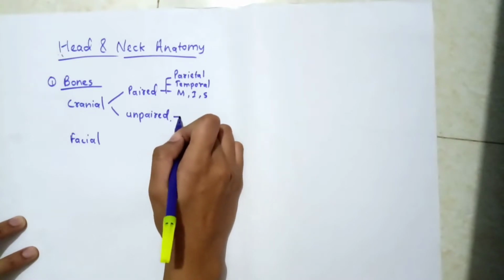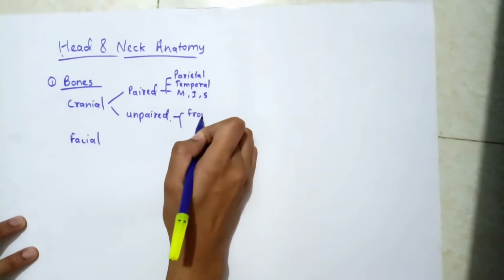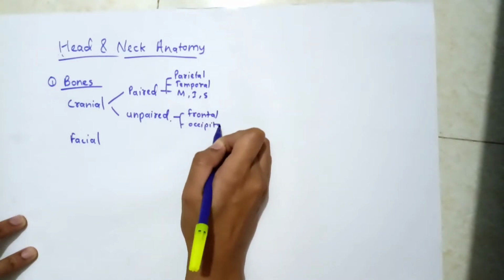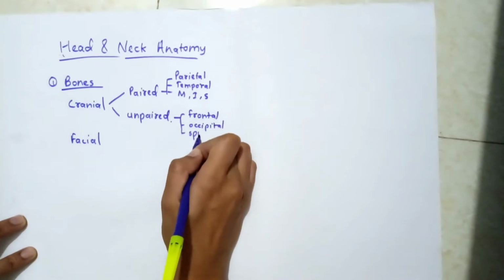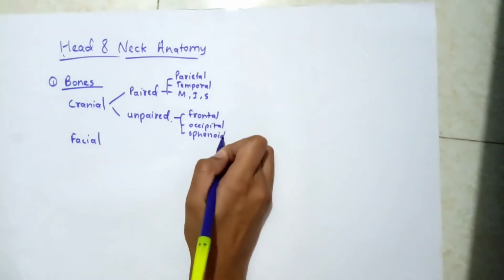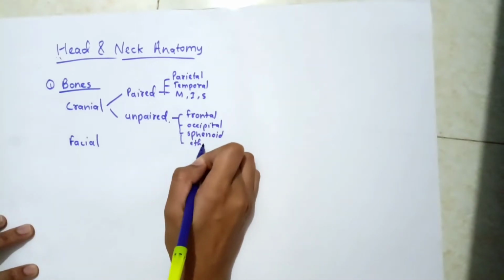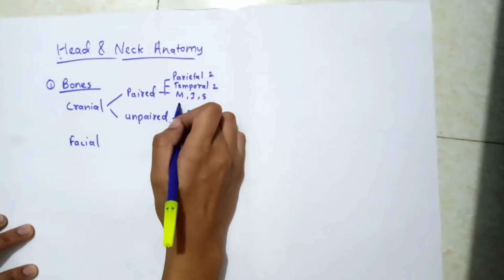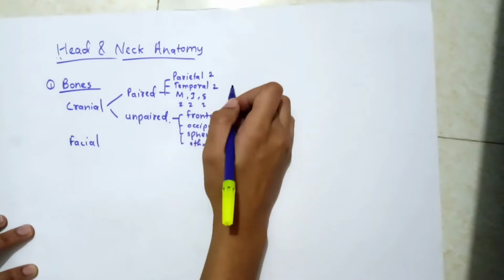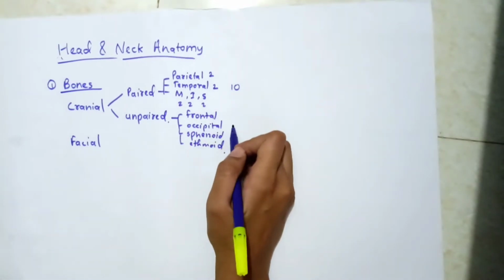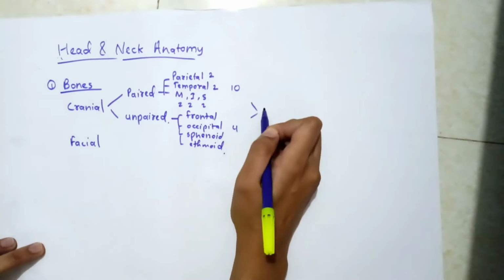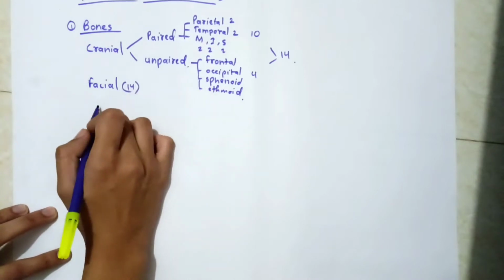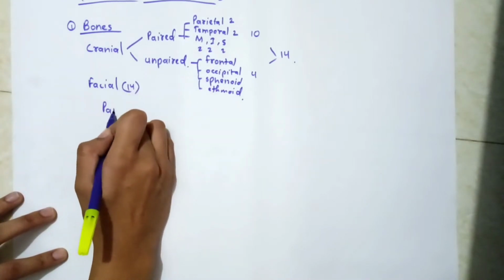Then in the unpaired we have frontal, occipital, sphenoid and ethmoid bone. So how many are these? 10 paired bones and 4 unpaired. So in total we have 14 cranial bones, and in facial also we have 14 bones. In this also we have paired and unpaired bones.